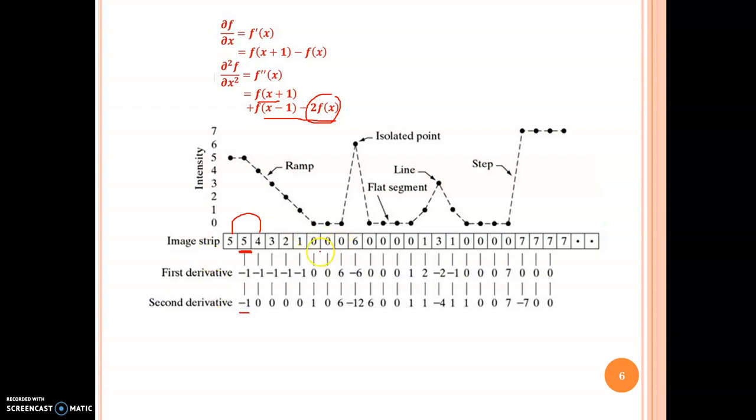Similarly, if I want to find out the second order derivative at this point, I will be having 0 plus 1, 1 minus 2 times 0. So it will be 1 minus 0. So my answer will be 1.